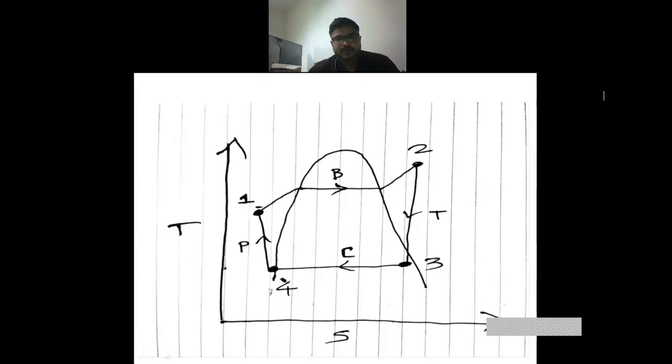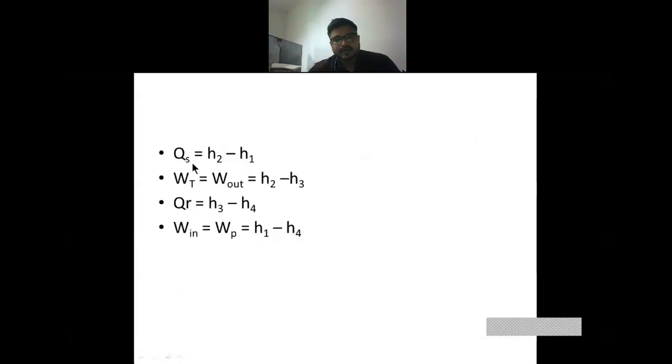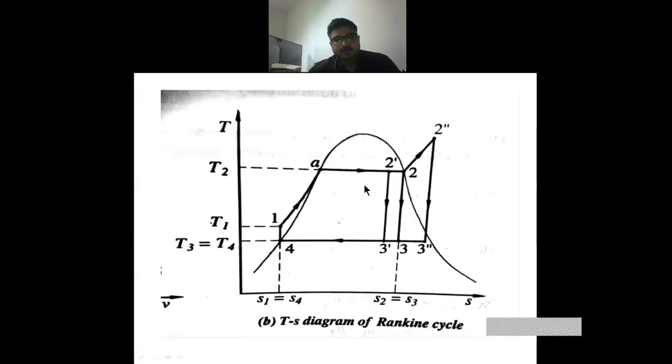Now we will discuss what the value of heat supplied is. Heat supplied means H2 minus H1. Here you can see that heat supplied is H2 minus H1. But before that we will discuss: generally in all power plants, the process which occurs is 1, 2 dash, 3 dash and 4. This is the only process which generally occurs in the power plant. But two options are also there.